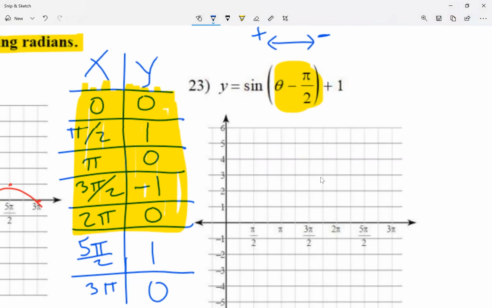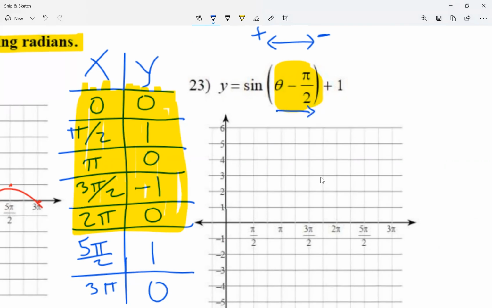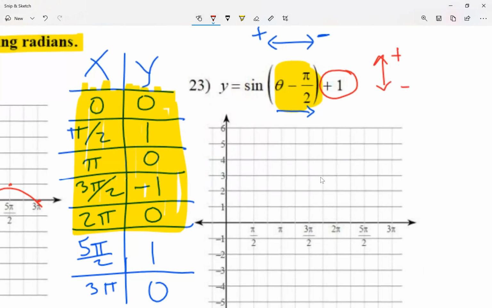Okay, so it's kind of different from how we usually see it, right? Usually when we see a minus, we think to the left. In this case, it's gonna be the opposite way. If there's a plus sign, I'm gonna move to the left. If it's a minus sign, I'm gonna move to the right. So in this case, I'm gonna be moving to the right pi over 2 spaces. And then this value at the very end, this number by itself, is gonna tell me whether I move up or down. Positive if it moves up, and negative if it moves down.